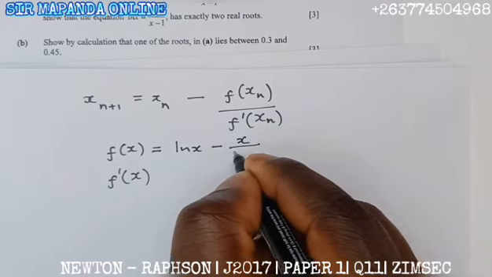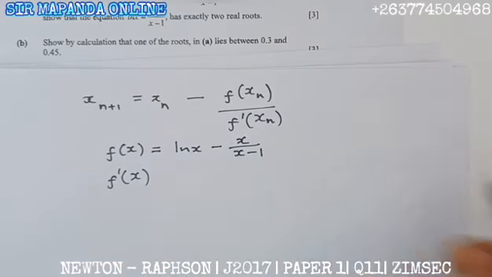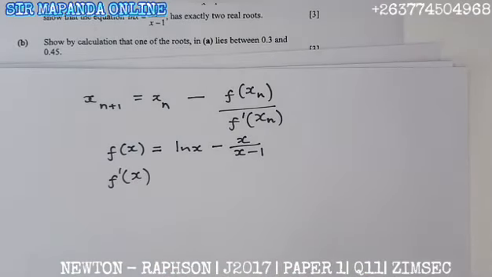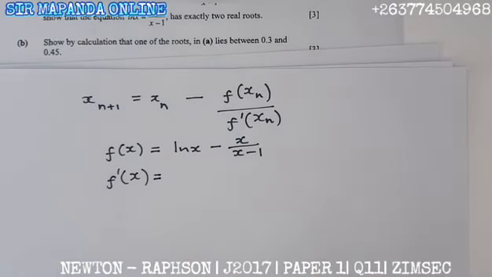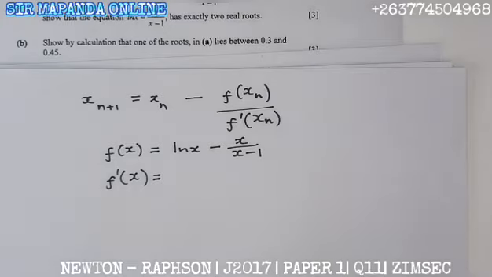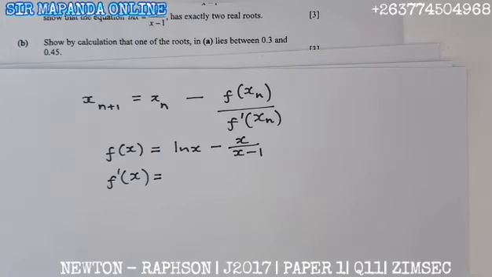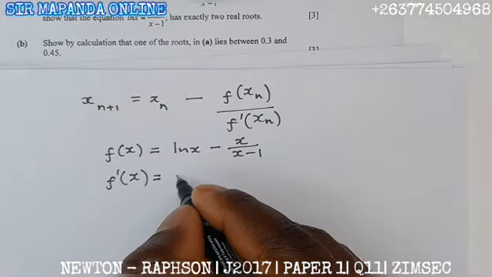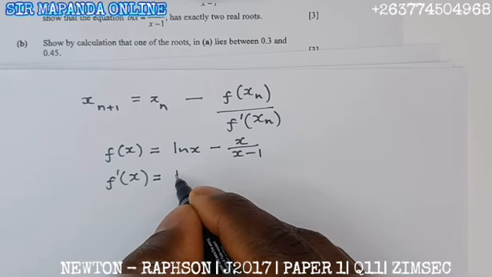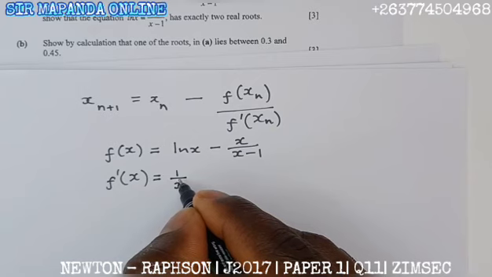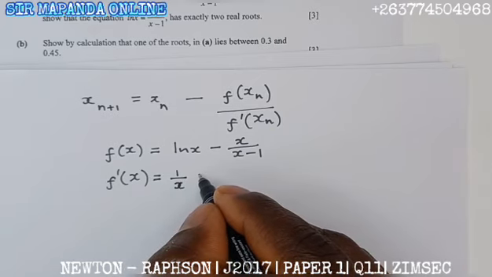minus x over x minus 1, something like this. But what is the derivative of f of x? So the derivative of f of x is simple. You are saying derivative of ln x, you get 1 over x, right?